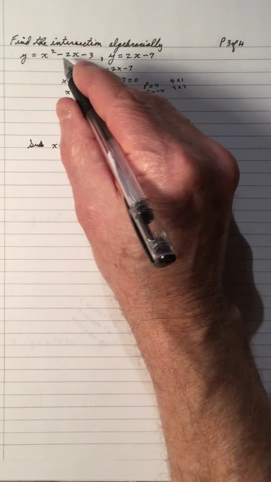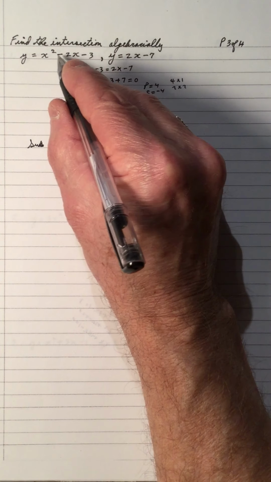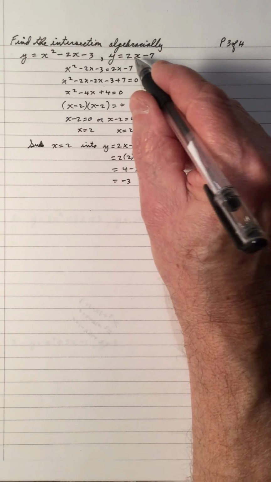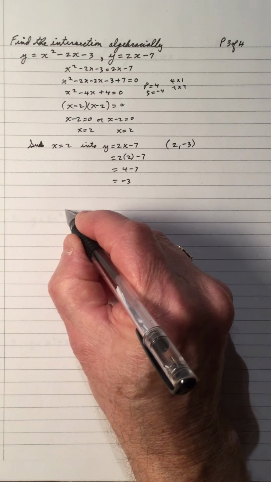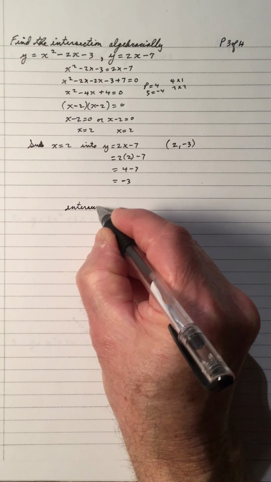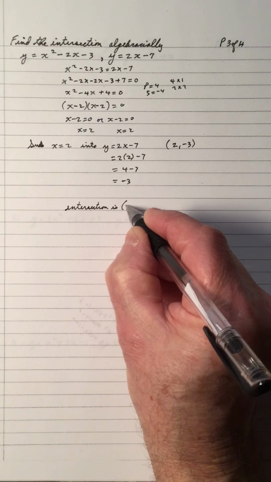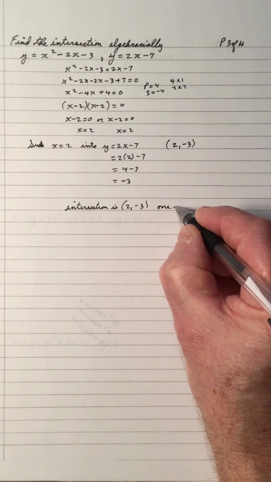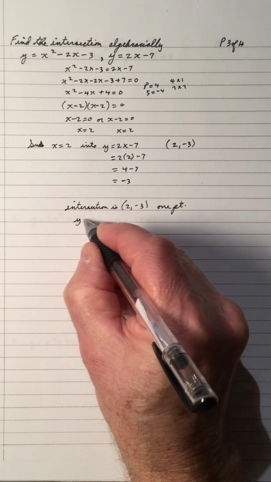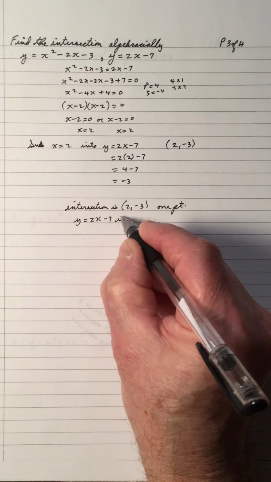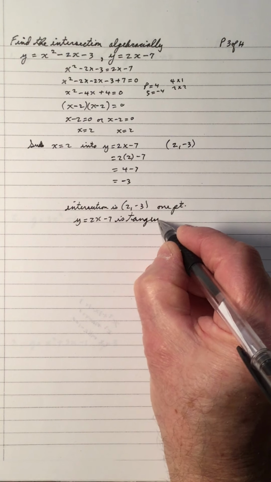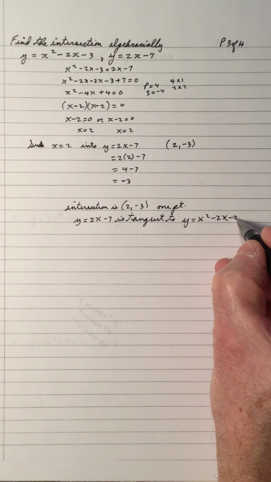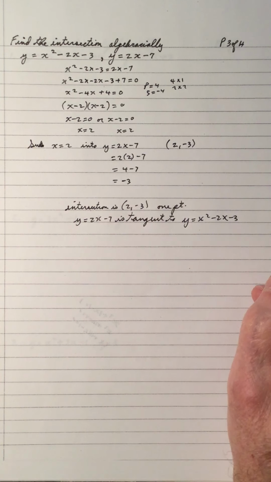That means that this parabola and this line intersect. This is a parabola because it's x squared. This is linear because it's just x to the power of 1. So this line and the parabola intersect at 2, negative 3, which is 1 point. So that means that y equals 2x minus 7 is tangent to the parabola. Tangent because there's only one point of intersection.